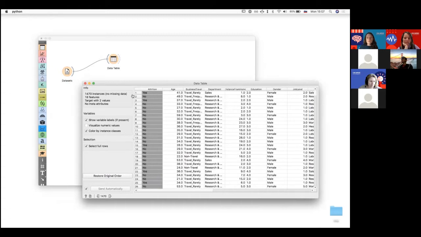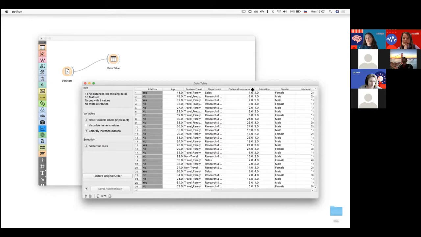So in this data table, I have 1,470 instances or rows or samples and 18 columns. So you can imagine this data set is from an HR department. So the Human Resources Department sends this data about its employees. Each employee is in a row. So this is one sample. And an employee is described with age, whether they travel for business, the department they're in, distance from home, education, gender, and so on. So each employee is described with 18 features. And I have 1,470 employees in my data.